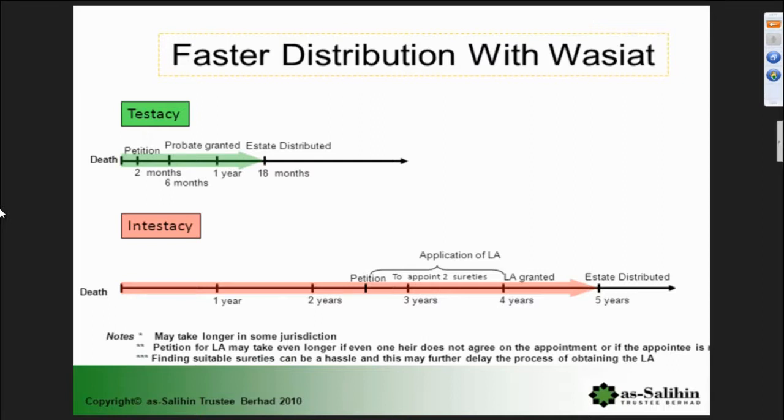And assuming the family members can agree on the appointment of an administrator, there is another court application that has to be made to the court to apply for dispensation of sureties if the administrator is unable to provide a guarantor. If you look at the earlier slide, it basically says that 2 sureties have to be provided.